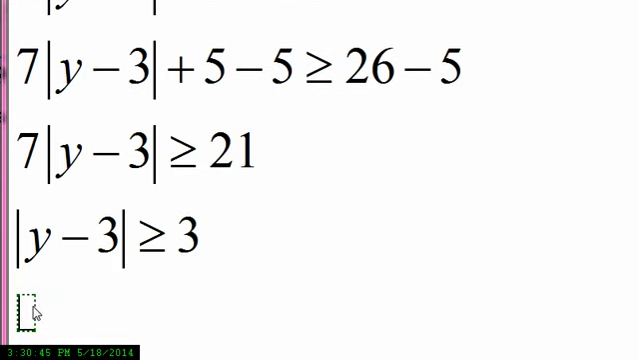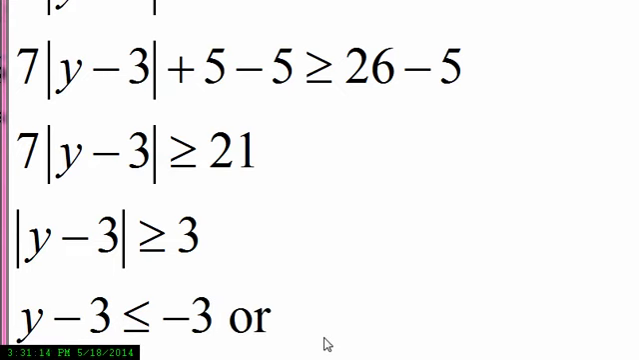So we're going to first take the y minus 3, and then, since I've dropped the absolute value bars, I'm going to change this inequality symbol to less than or equal to minus 3, or the second inequality is y minus 3 greater than 3. I said greater than 3, but I meant to say greater than or equal to.